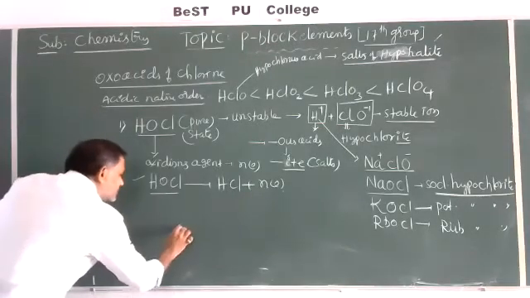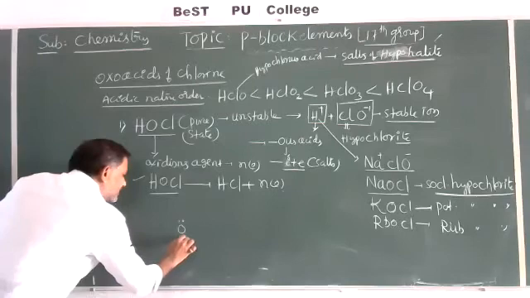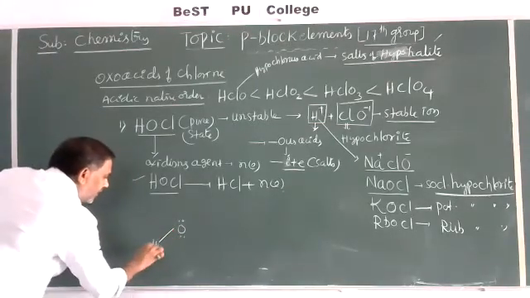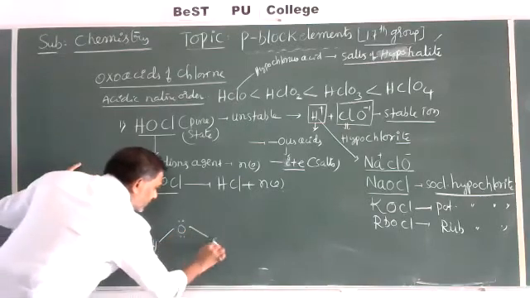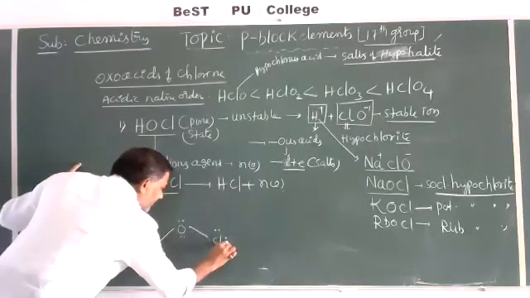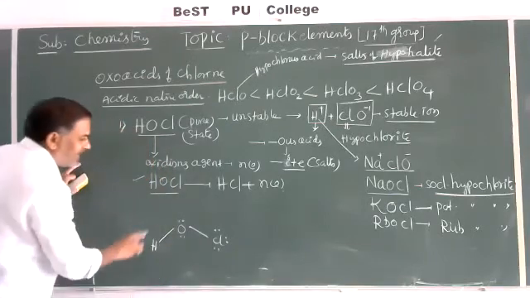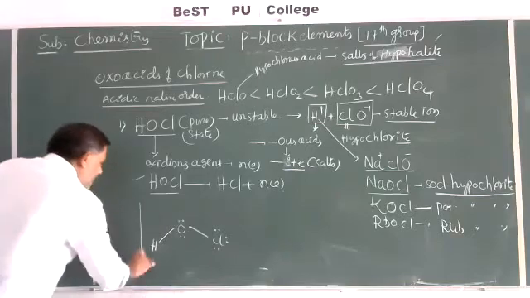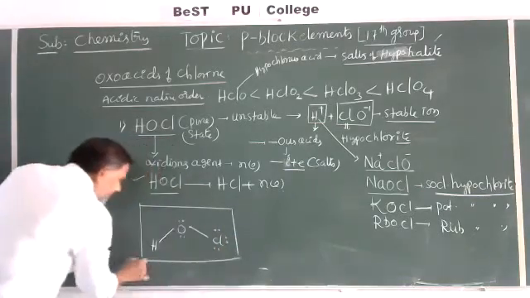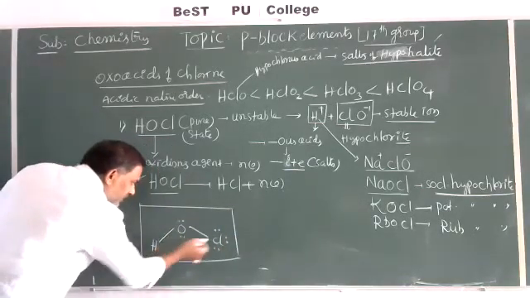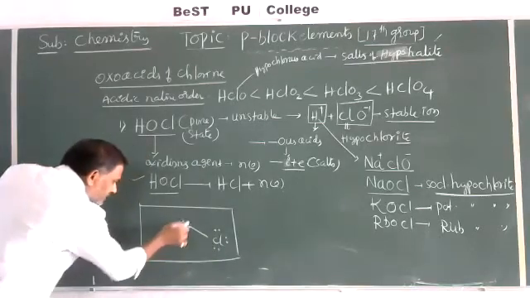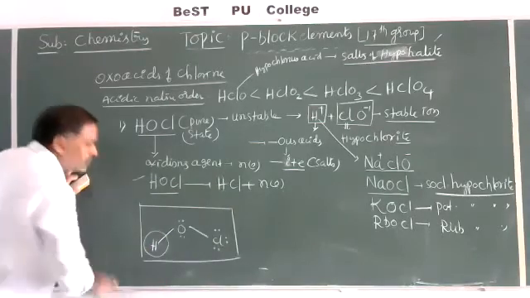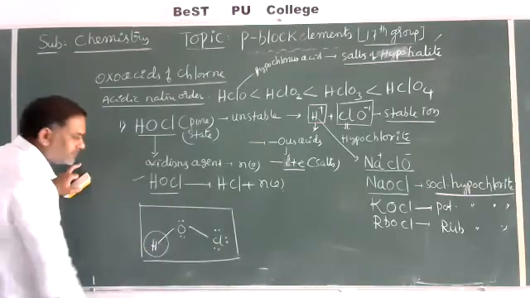Now, here oxygen contains 6 valence electrons. Out of 6, one reacts with the hydrogen and another one reacts with the chlorine, like this. Generally, it is considered a slightly linear or bent structure. Here, oxygen and chlorine satisfy 8 electrons, but hydrogen satisfies 2 electrons, a duplet electronic configuration.